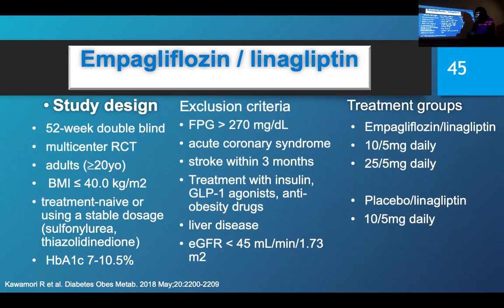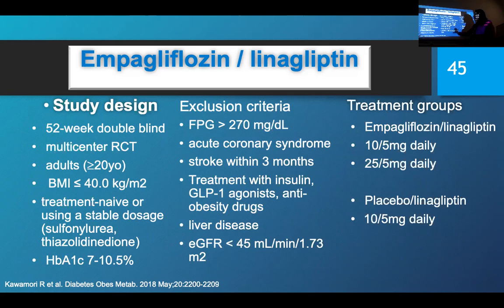The study design included a 52-week double-blind, multi-center trial, adults more than 20 years old, with a body mass index lower than 40 kilogram per meter square. They were either treatment naive or were stable on other glucose-lowering drugs, for example sulfonylurea or thiazolidinediones, with glycated hemoglobin range of 7 to 10%.